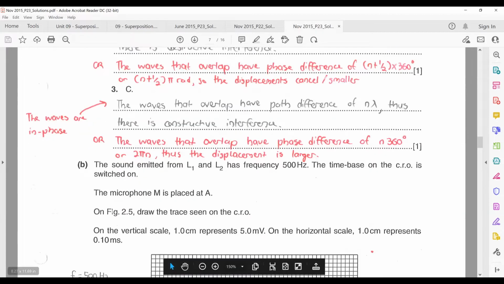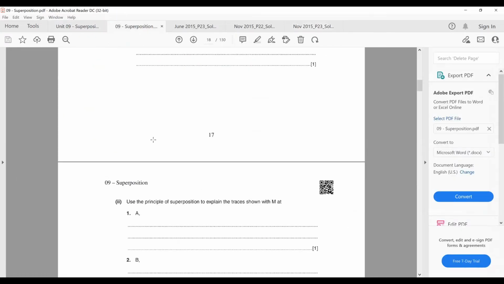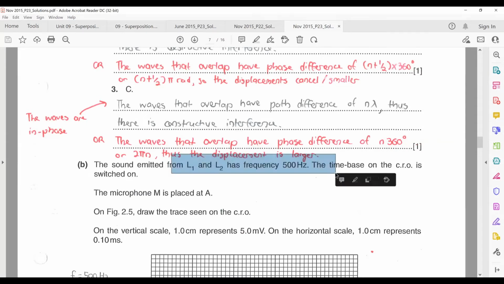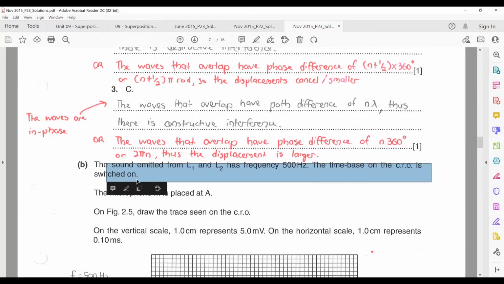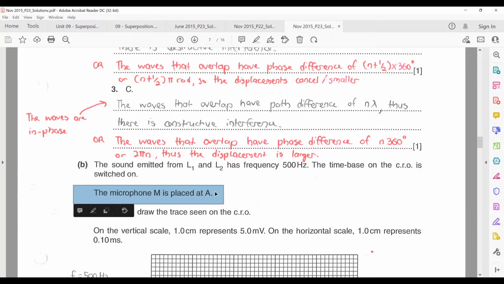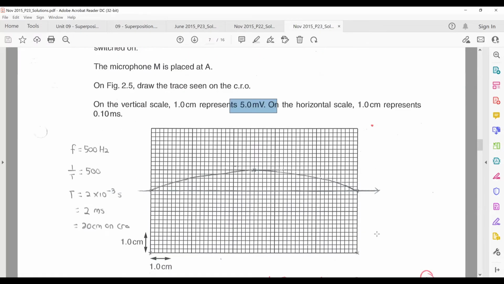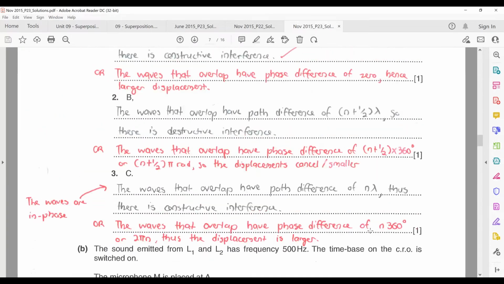Now look at part B. They tell you the sound emitted from L1 and L2 has a frequency of 500 Hertz. The time-based setting on the CRO is now switched on. So if before they switch it off, now they switch it on. The microphone M is placed at A, at the center line. On figure 2.4, draw the trace seen on the CRO. On the vertical scale, 1 centimeter represents 5 millivolts. On the horizontal scale, 1 centimeter represents 0.1 milliseconds.